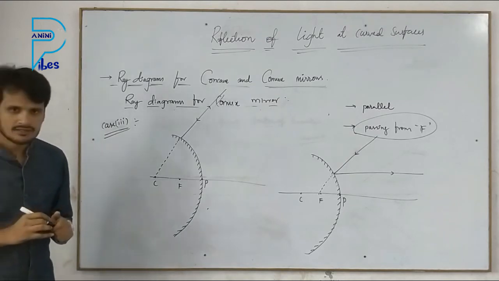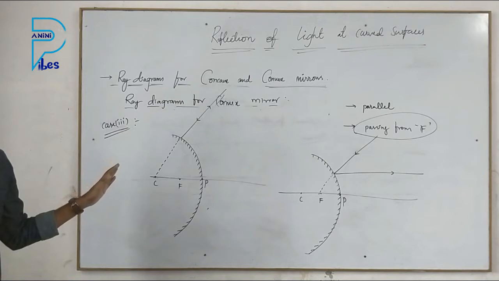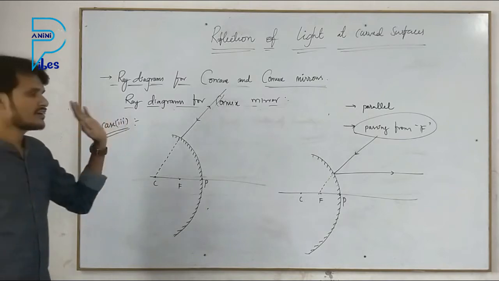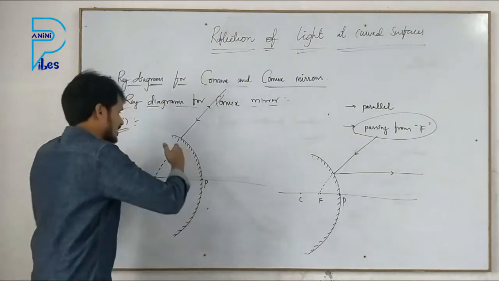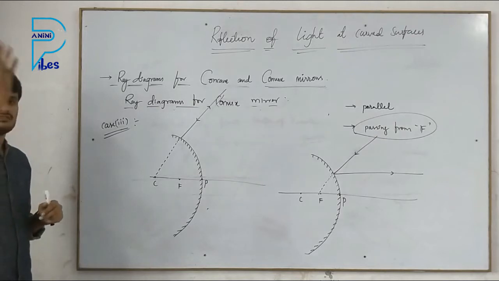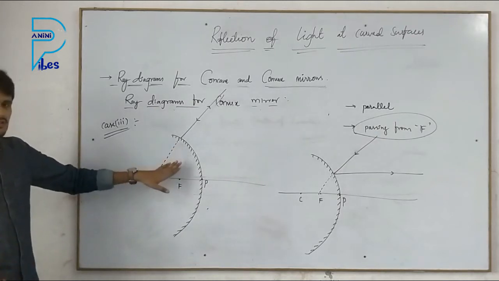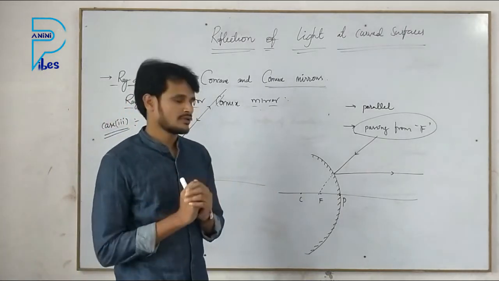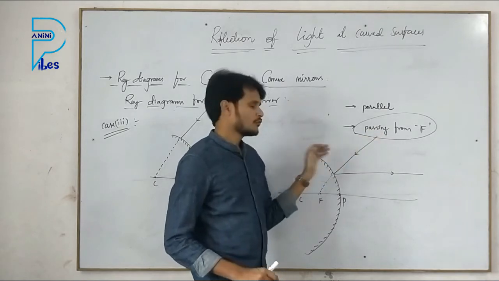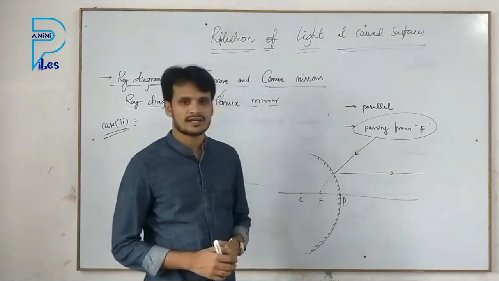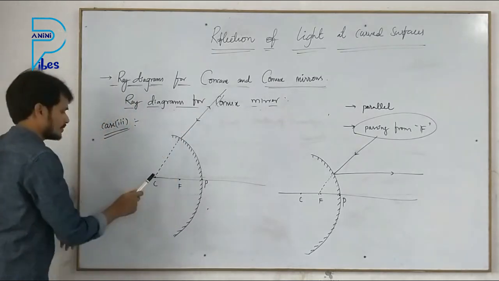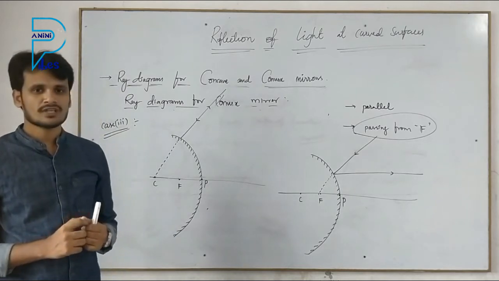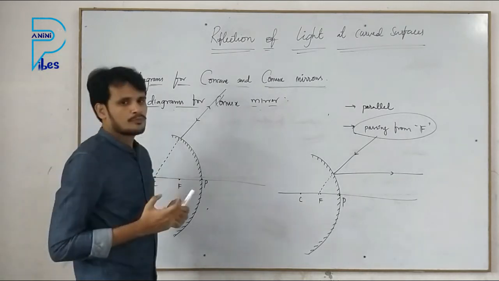Once again I am repeating this. The first possible ray diagram on a convex mirror is: if the incident ray is parallel to the principal axis, the reflected ray diverges, and if you extend the diverged rays inside the mirror, they appear to come from the focus. The second is: if the incident ray is coming from the focus, the reflected ray is parallel to the principal axis. And the third case is: if the incident ray is coming from the center of curvature, the reflection also takes place along the center of curvature. Our next topic is image positions.